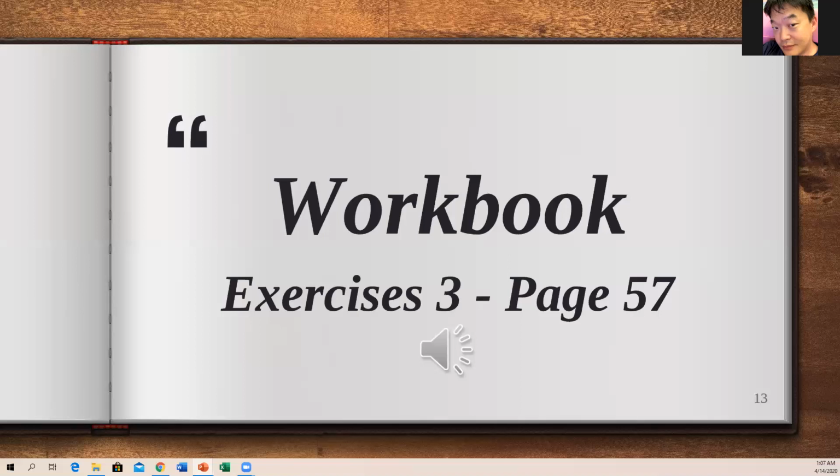Okay, so I'm gonna play now the correction of the exercise. Just follow if you got your answers correct, okay? Just listen to the audio. This is the correction of the exercise. Page 57.